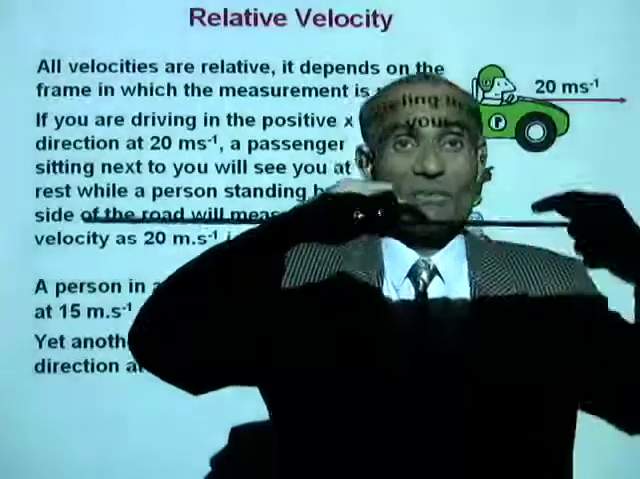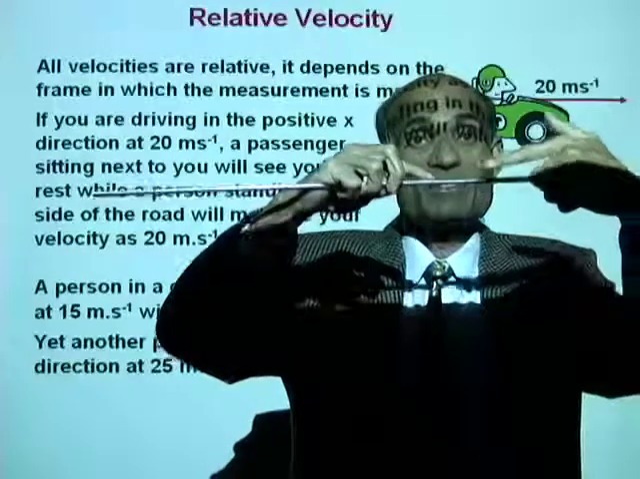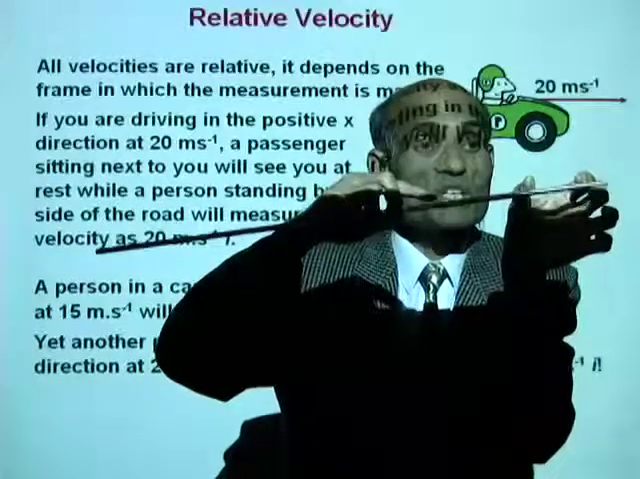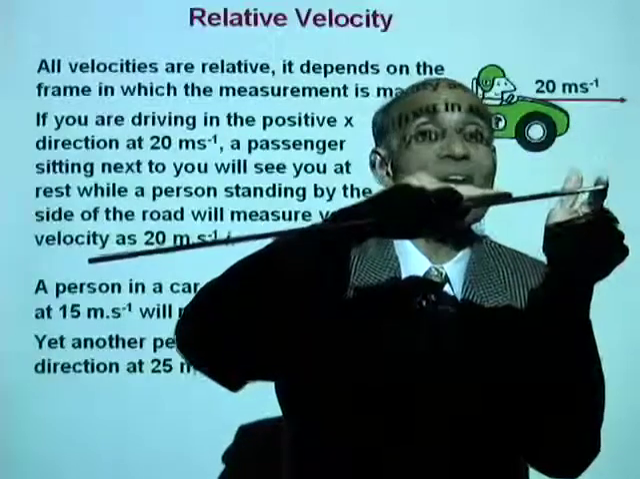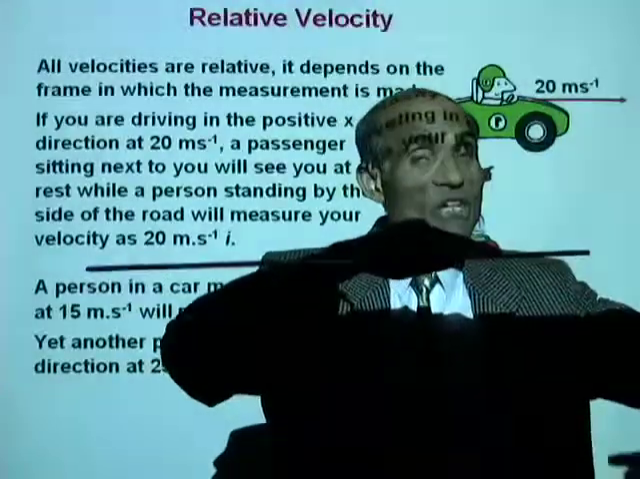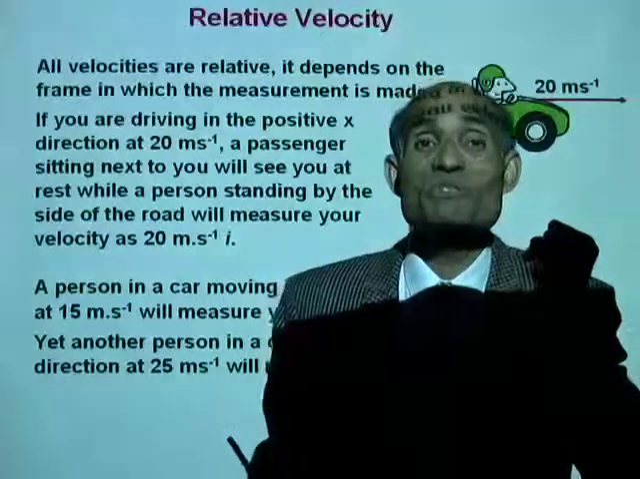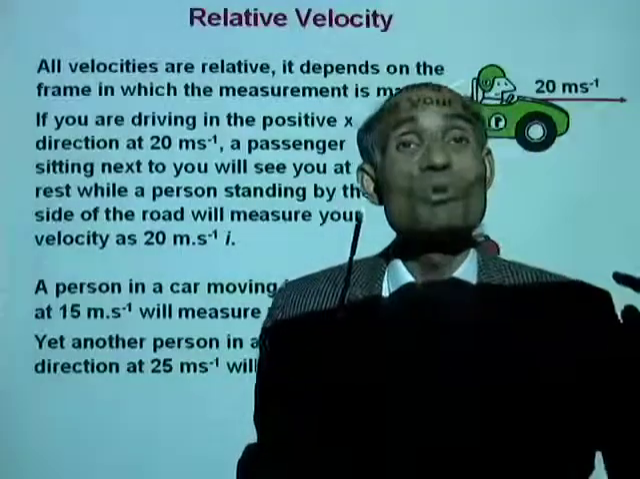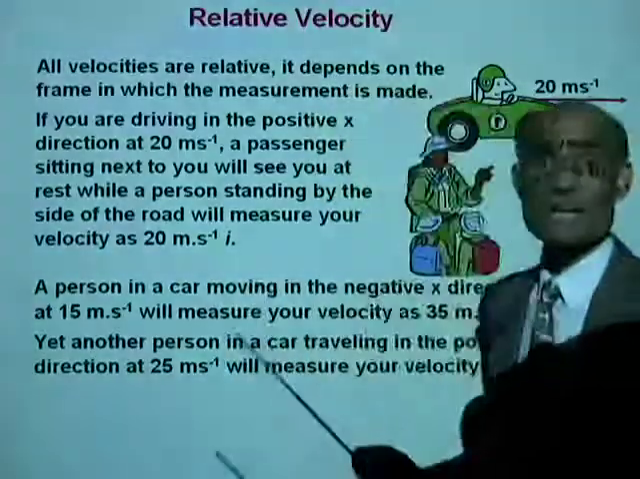In fact, every second you are moving 20 meters, every second the other car is moving 25 meters. That means the distance between the two cars is increasing every second by 5 meters. That means the velocity of your car measured from the passing car will be 5 meters per second in the opposite direction. Your car will appear to be moving backward from the car that is passing you. I hope you understand that.